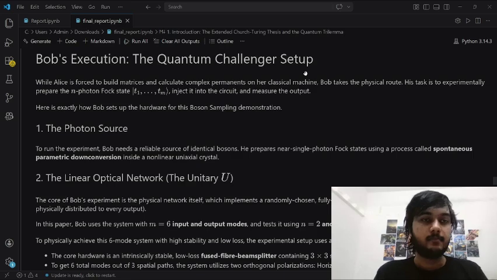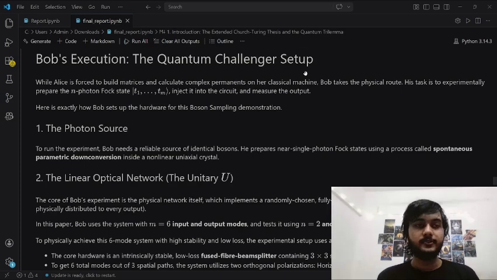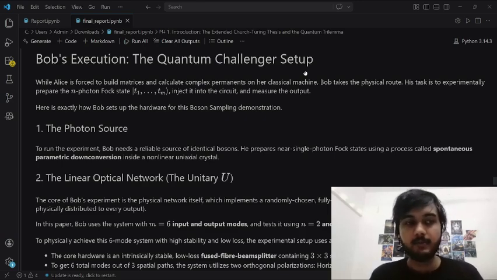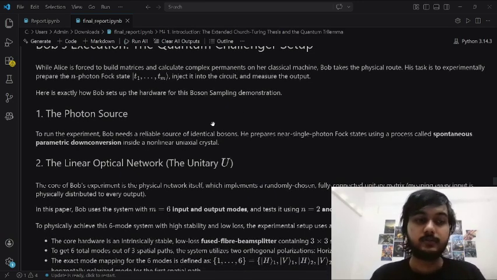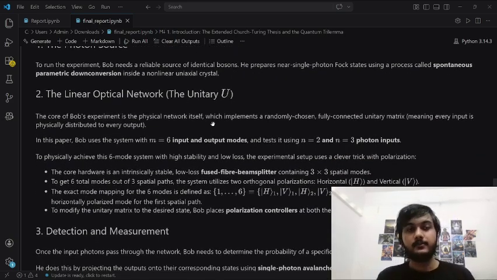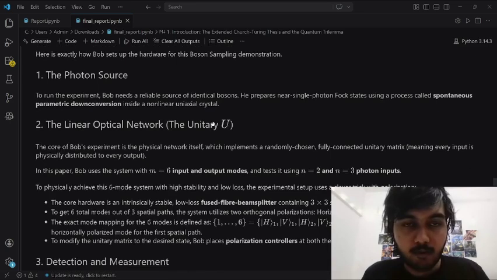So, we saw how Alice and Bob are in some competition where Alice is classically computing the probability distribution of n photons going through, and Bob is doing it through a photonics setup. Now, we will see how Bob's photonic setup is being made. Basically, we want to make a setup where we take an n-Fock state as the input. So first of all, for that we need a photon source which can create photons, and then we need a linear optical network, which is just a unitary U, which is the whole experimental setup.